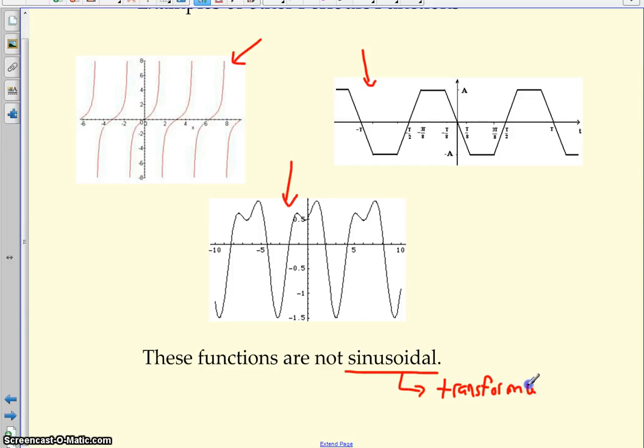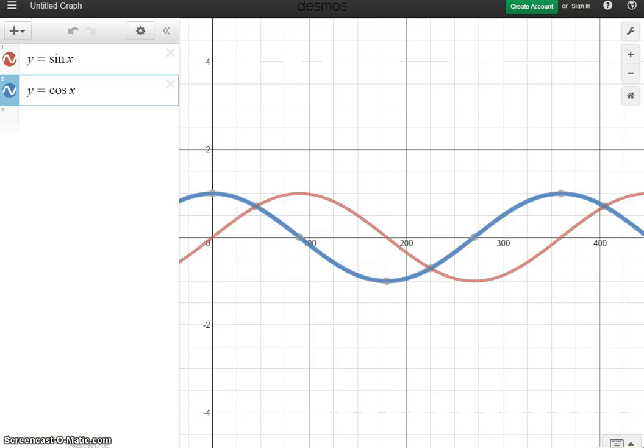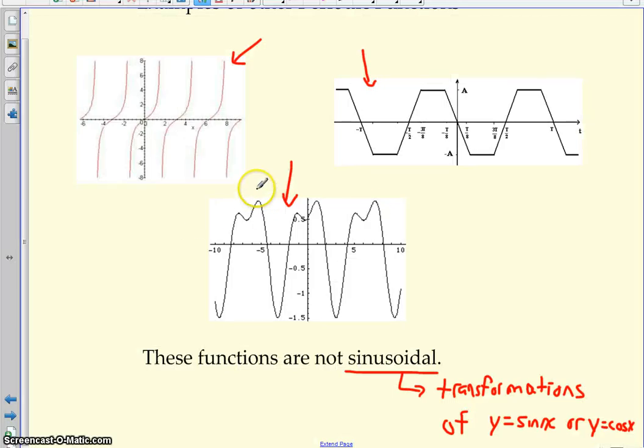Okay, so just make a note to yourself just so we have those terms down, that sinusoidal graphs or sinusoidal functions are transformations of y equals sine x or y equals cos x. And they'll have a shape very similar to the graph I've shown you here of sine x or cosine x. They'll just be transformed. Again, we'll talk more about that later on. But any graph that repeats at regular intervals is considered to be periodic. So sinusoidal graphs are periodic, but periodic graphs are not necessarily sinusoidal.